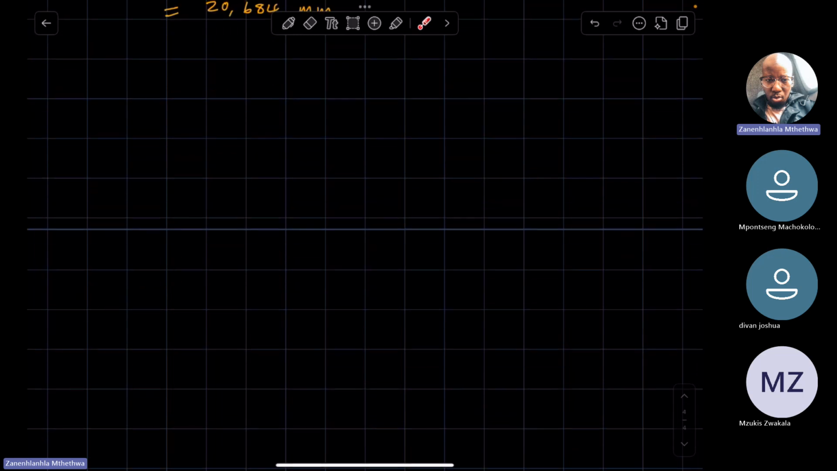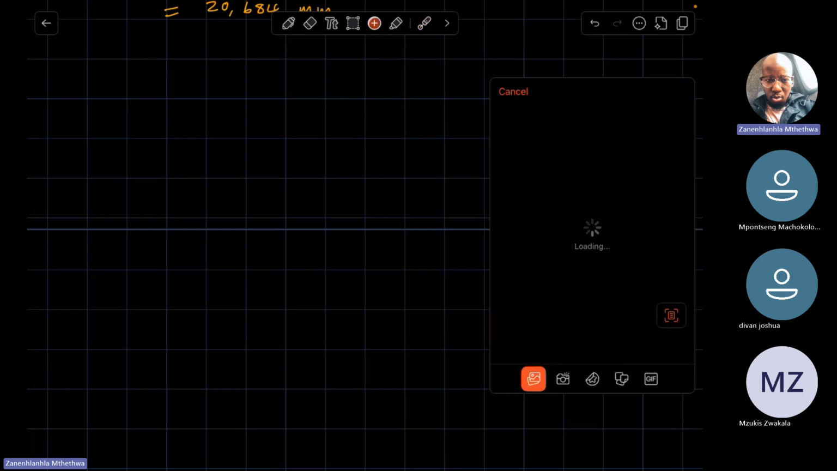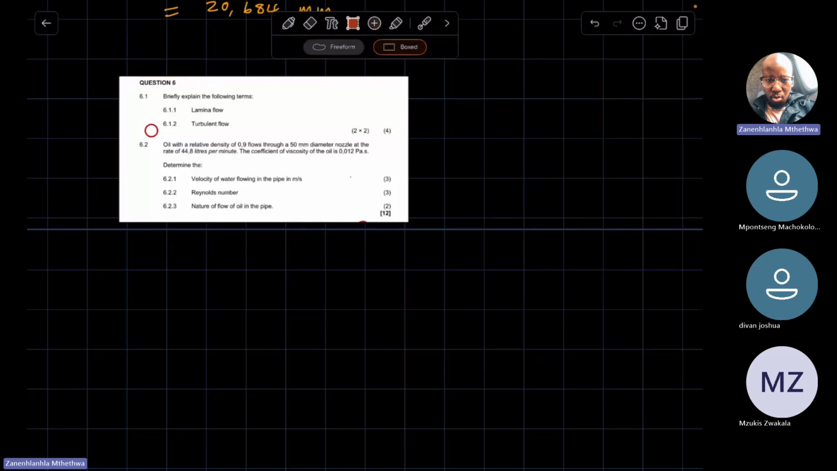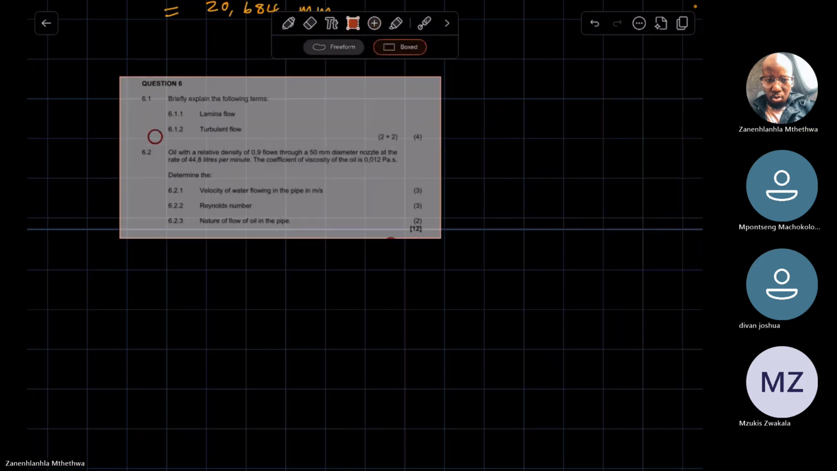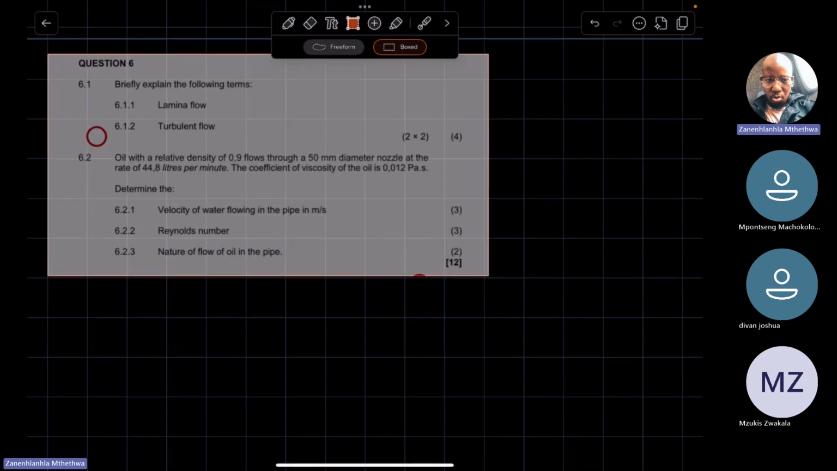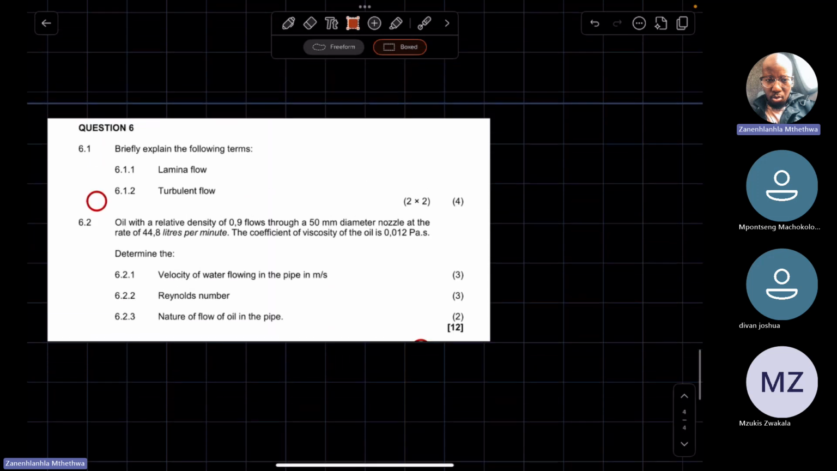Okay, let's move on to the question on fluid in motion. I think that was question 6. Remember, our assessment will have questions based on simple hydraulic systems, fluid in motion, and pipeline systems.